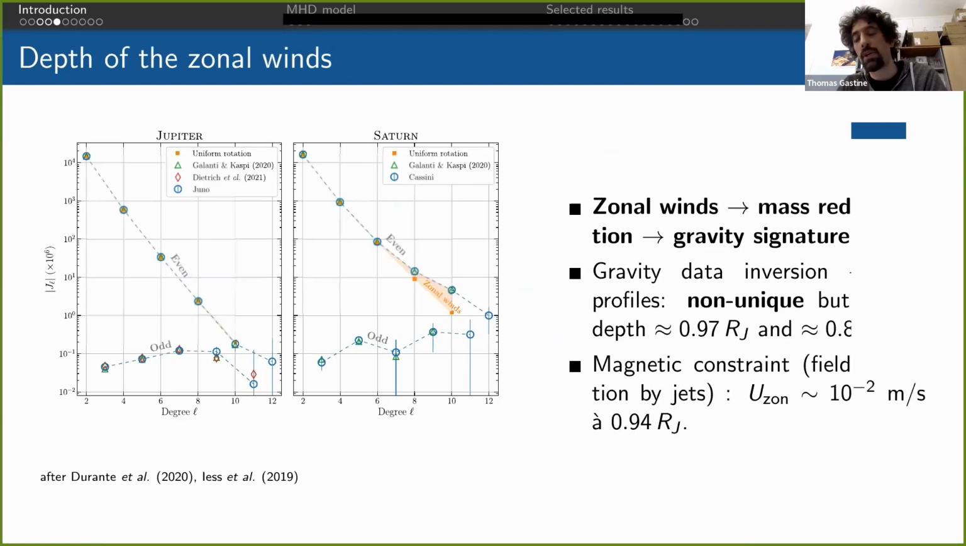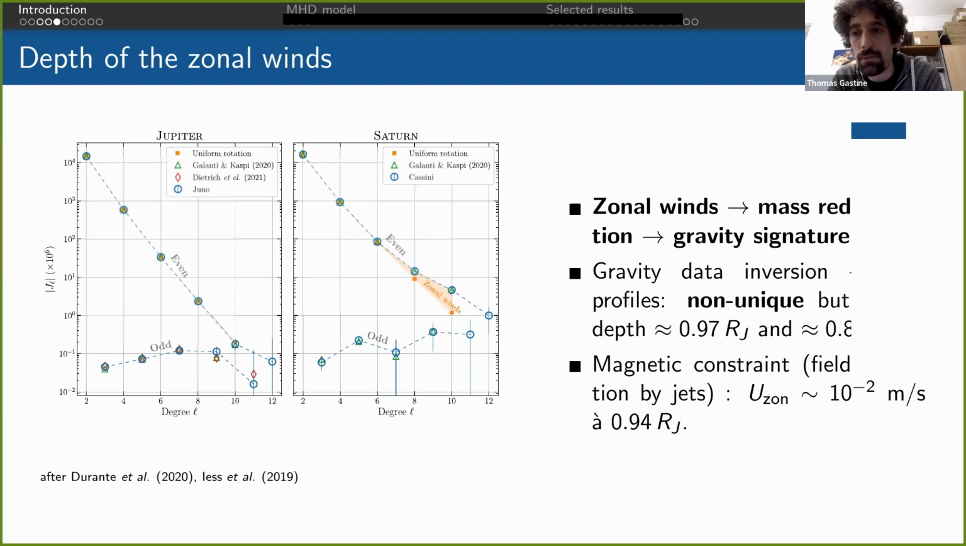One of the main questions with these jets, which has been the subject of a lot of publications until recently, is the concern with their depths. Is it only a shallow phenomenon that typically corresponds to the few tens of kilometers underneath the cloud deck? Or do they penetrate deep into the molecular envelope of the planets, typically over thousands of kilometers?